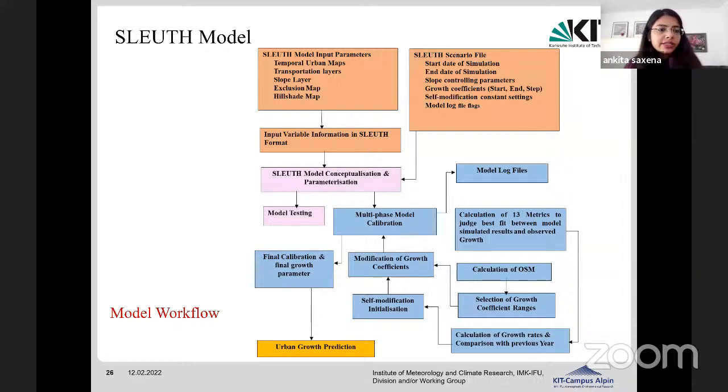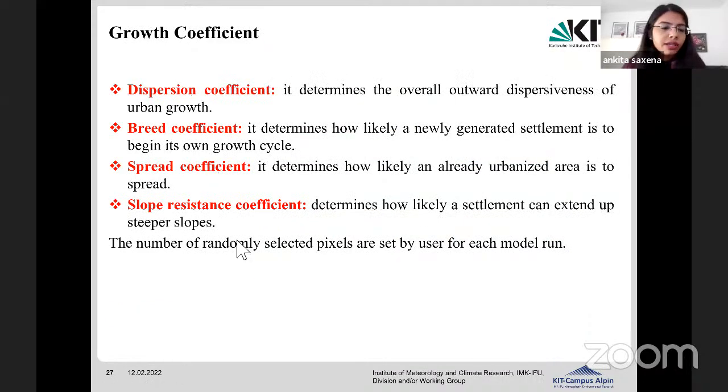If we are satisfied with the calibration and the best fit values of coefficients, then we will use those best fit coefficients to produce the urban growth for the future. The coefficients I am talking about are these 5 coefficients, which control the 4 types of growth. The types of growth can be different, like spread growth, dispersive growth, and road influence growth.